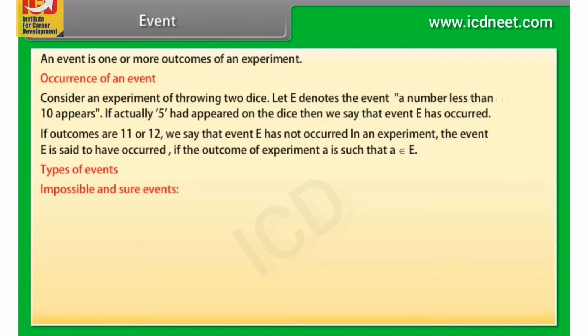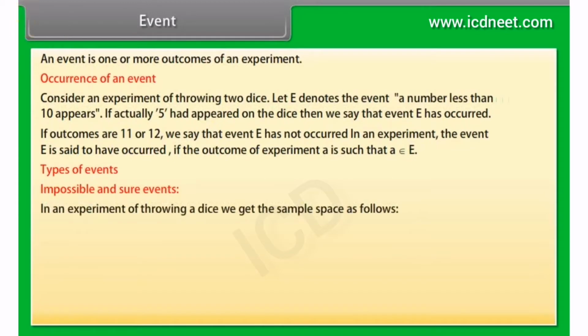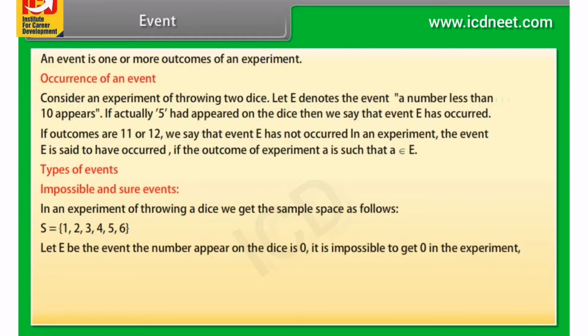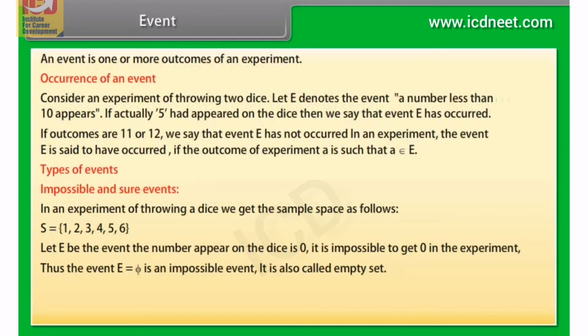Types of events. Impossible and sure events. To understand it, let's take an example. In an experiment of throwing a dice, we get the sample space S is equal to {1, 2, 3, 4, 5, 6}. Let E be the event that the number appearing on the dice is 0. It is impossible to get 0 in the experiment. Thus, the event E is equal to phi, which is an impossible event. It is also called the empty set.